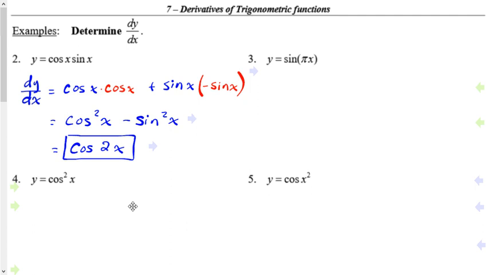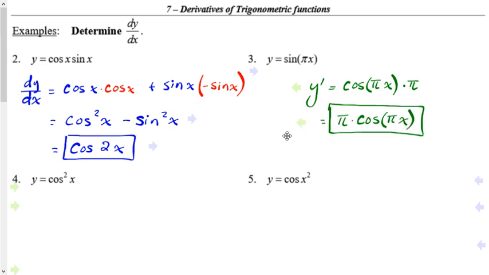Now I have the sine of a product. So in question 1, I needed the product rule. Now this product is inside my sine function, so I'm thinking chain rule. So I do the derivative of the outside function; the derivative of sine is cosine. Keep the inside unchanged, pi times x, times the derivative of the inside, which is just the coefficient of x, which is pi. And we could leave it like that, but often those coefficients are written in front of the trig function, like this.